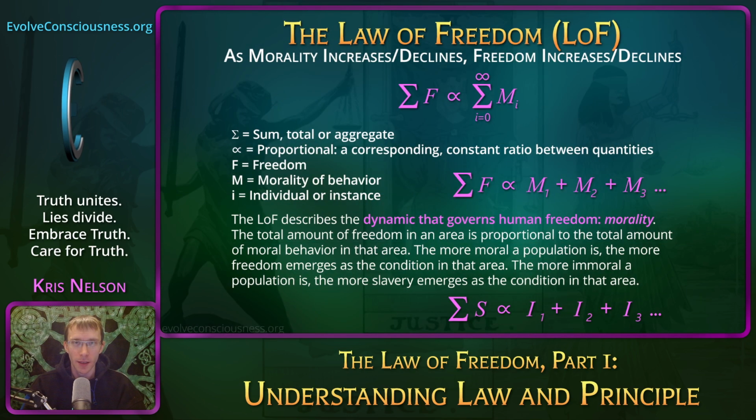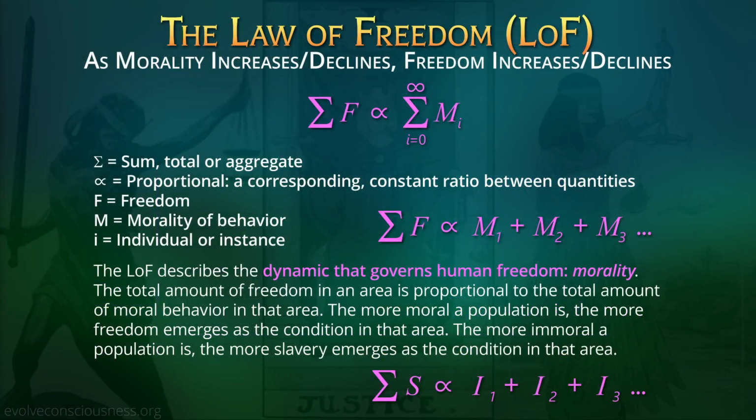So here is a slide showing the law of freedom and what it means, and an equation as developed by Mark Passio, who I think showed it in Anarchy in the Occult Part 3 a few years ago. So the law of freedom, I shorten it as LOF. I reference it as LOF to not have to say the law of freedom and use that much text all over the place. Simply stated, it means as morality increases or declines, freedom increases or declines.